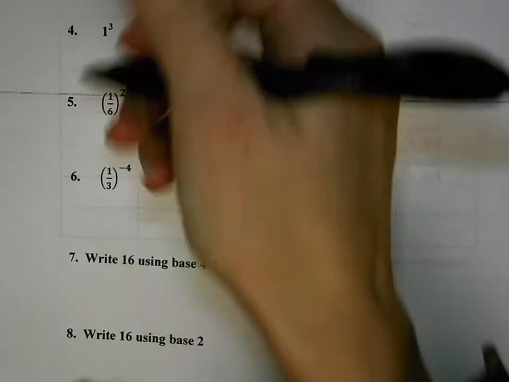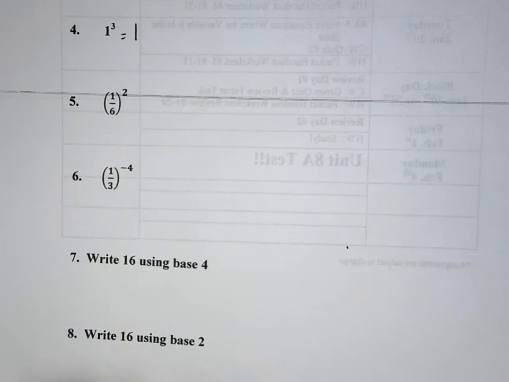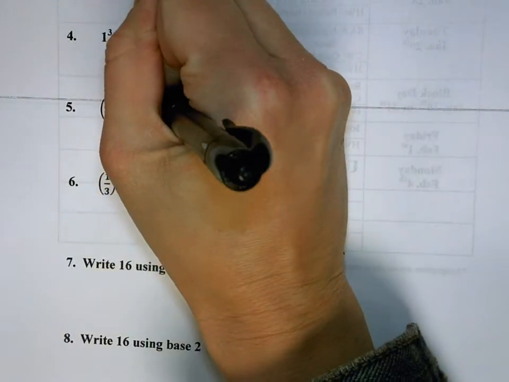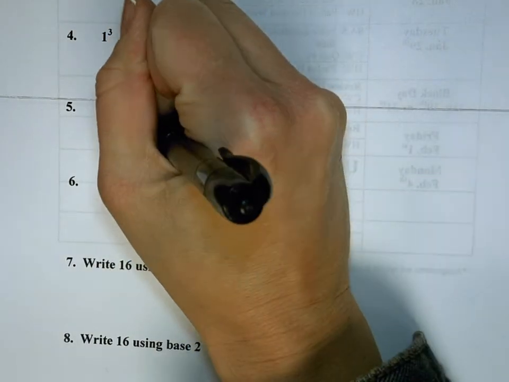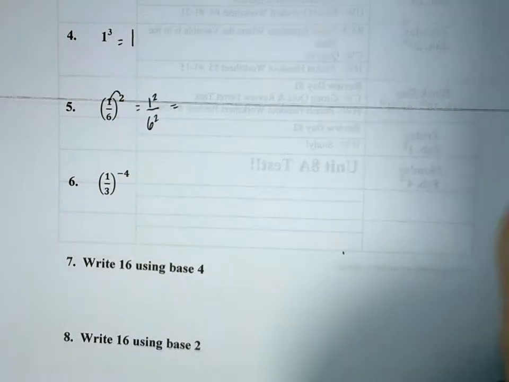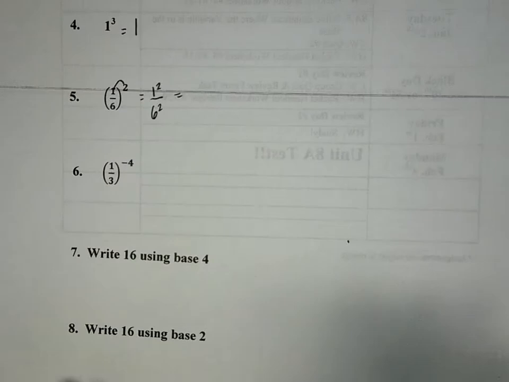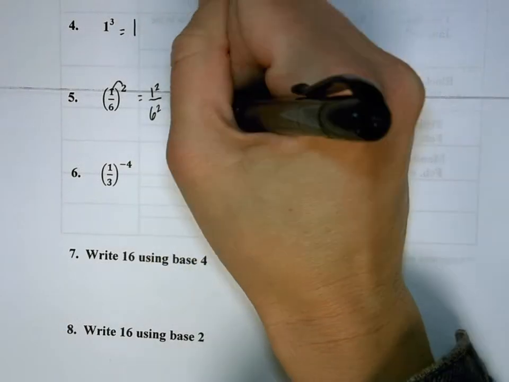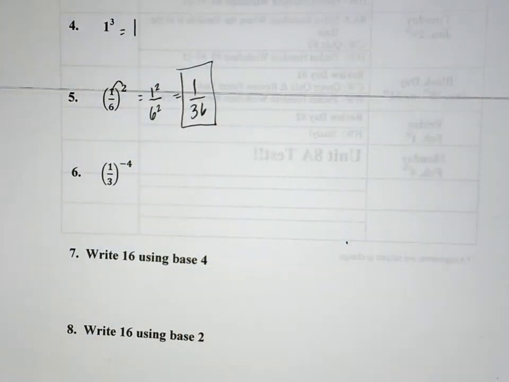Okay? All right. 1 to the 3rd power, what is that going to be? 1. You are correct. On 5, what am I going to do? What do you do with exponents? You distribute it to each term. So that means I'm going to have 1 squared over 6 squared. And what is 1 squared? 1. And what is 6 squared? So just make sure you take that to everything inside.